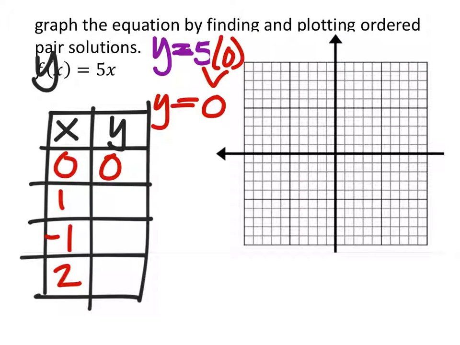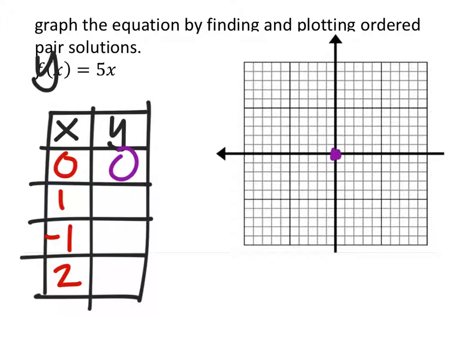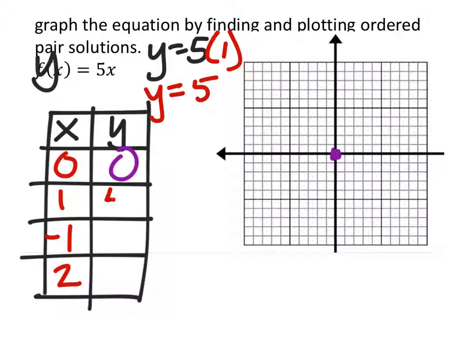Bam. This right here in the table, which I've set up vertically because then it gives us ordered pairs directly, that's 0, 0, which is the origin right here. All right, when x is 1, I've got y equals 5 times my x, which is 1 now. So y equals 5. So I have the point 1, 5, which I get is right there.